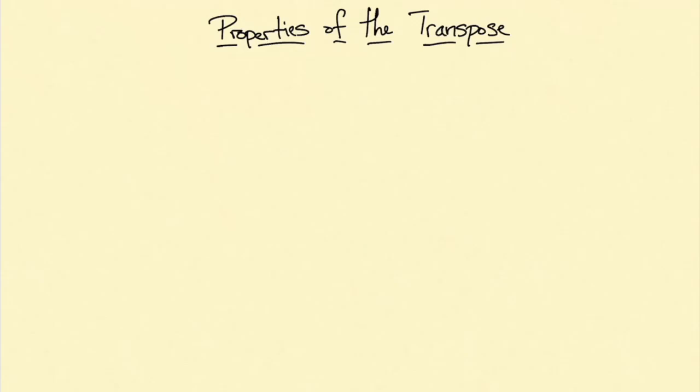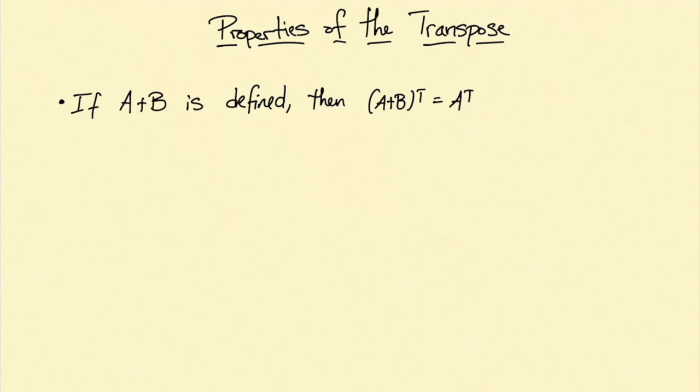So now that we have seen how the transpose of a matrix can be useful, we're going to record some important properties. First, if A plus B is defined, then the transpose of A plus B is the transpose of A plus the transpose of B. If s is a scalar, then (sA) transpose is s times A transpose.